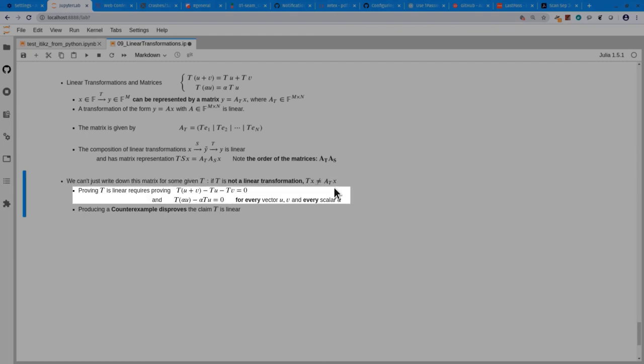The other point that I can't stress enough is that proving that T is linear requires establishing both of those properties for every vector u and every vector v and every scalar alpha. Producing a counterexample to either one of these properties disproves the claim that T is linear. Just showing a few examples is not sufficient to prove the claim that T is a linear transformation.